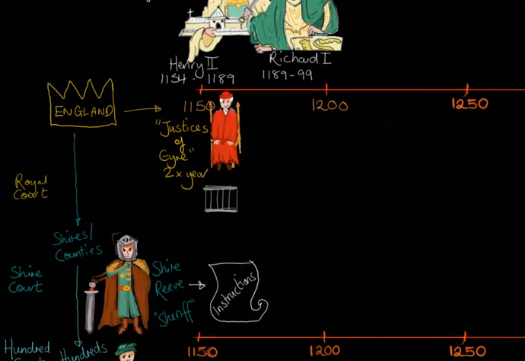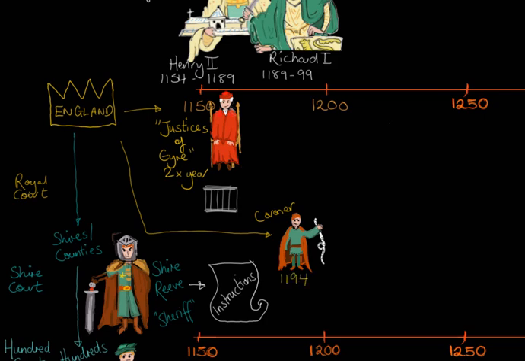So the first of these is the coroner, who investigated suspicious deaths. So if somebody died and the cause wasn't immediately obvious, the coroner would go and measure the body. That's why he's got a tape measure. He would make a note of all the injuries and wounds and report back.